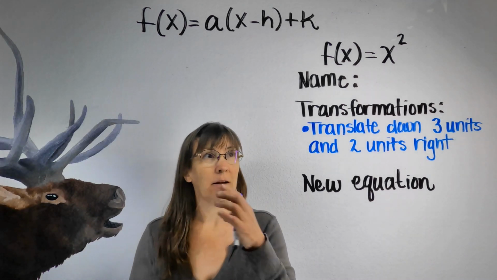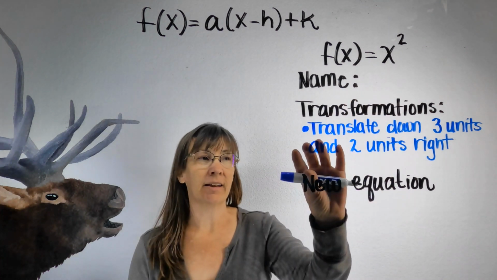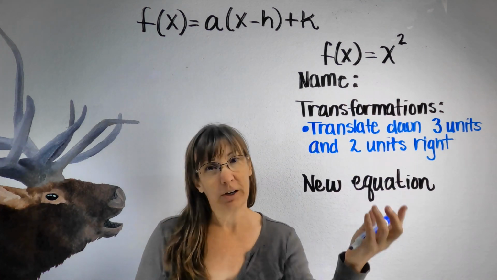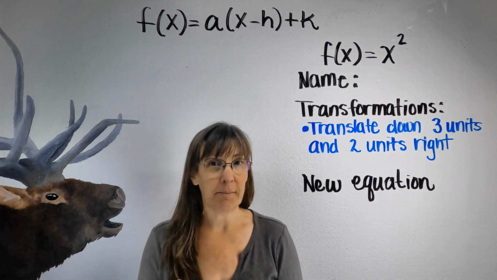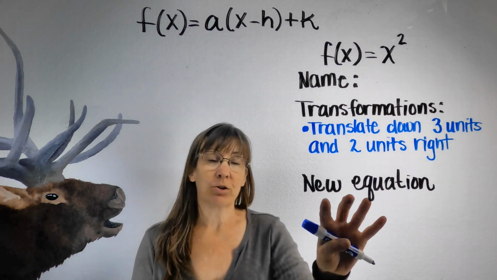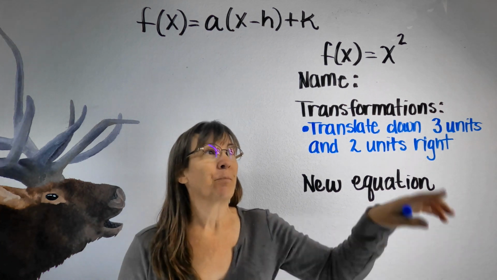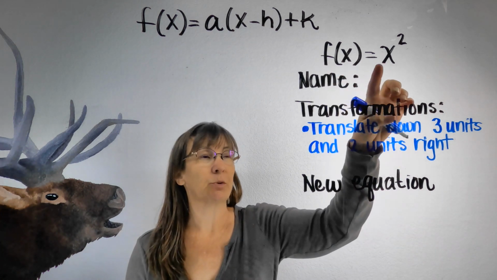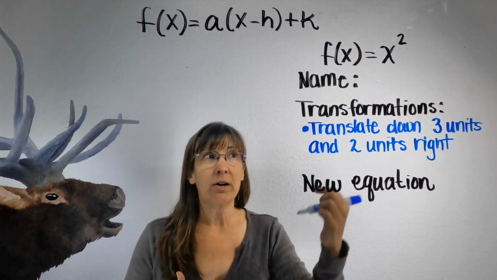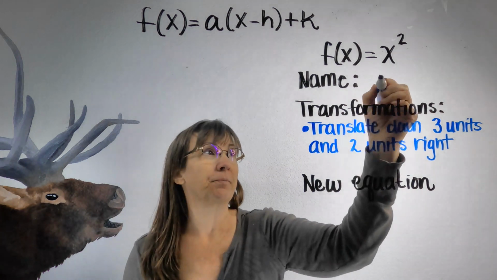Today we're going to look at a parent function and a description of the transformations that happened to that parent function, and we're going to write an equation for it. Here's my first example: f of x equals x squared. X squared is going to be our quadratic.